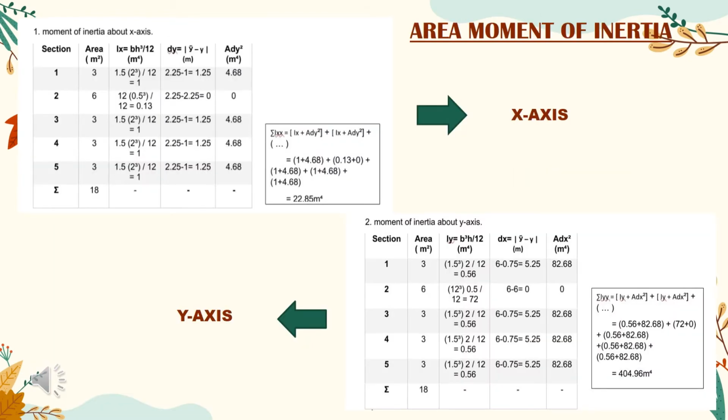After we find the calculation of the centroid, next we have to find the area moment of inertia. For figure 1, it is the x-axis, and the inertia is 22.85. For figure 2, it is the y-axis, and the total inertia is 404.96.